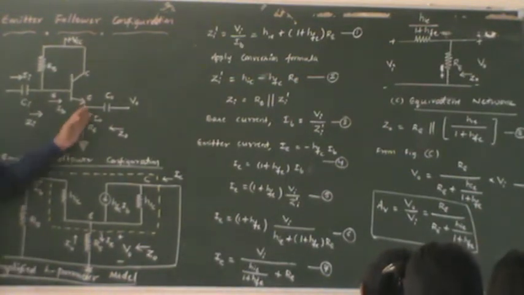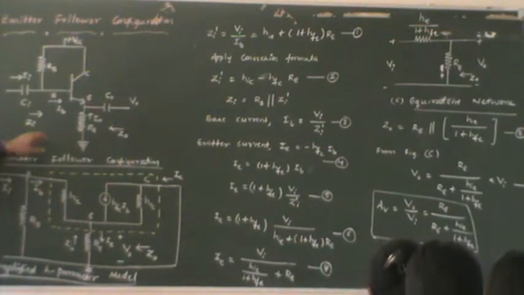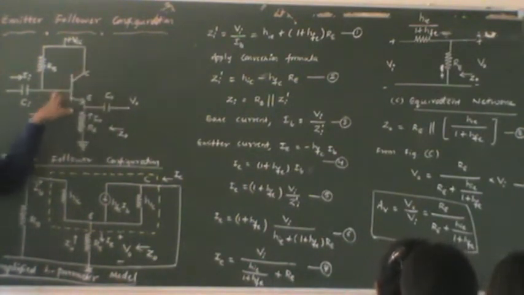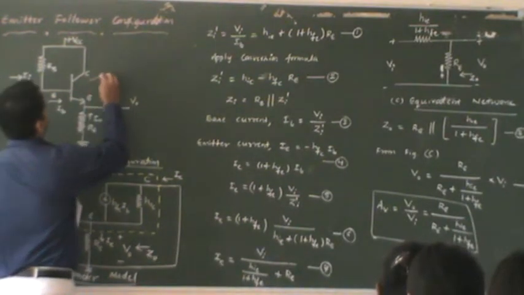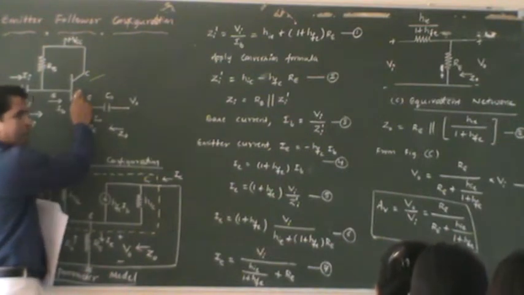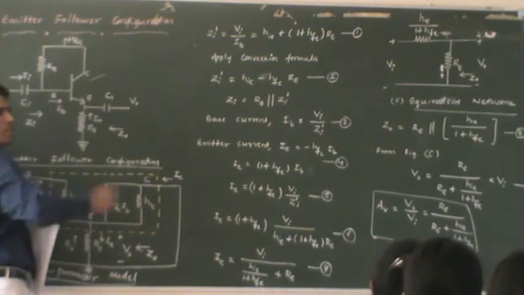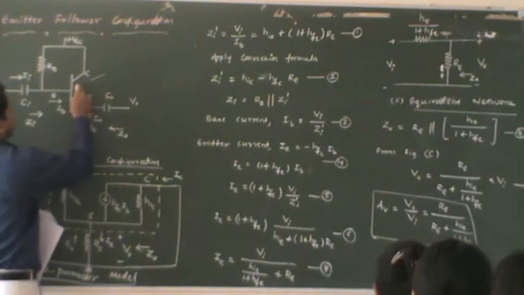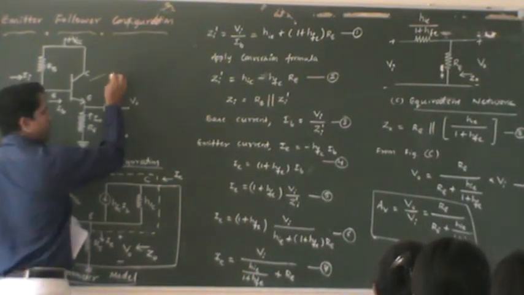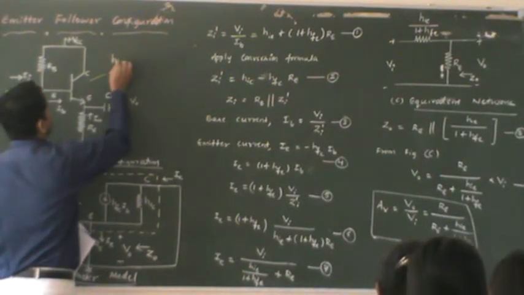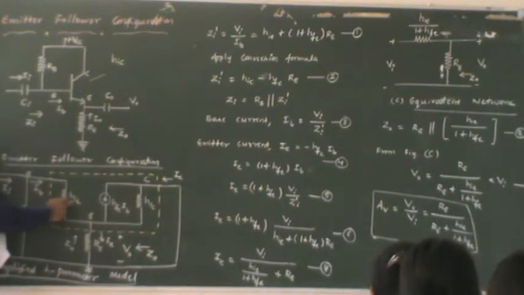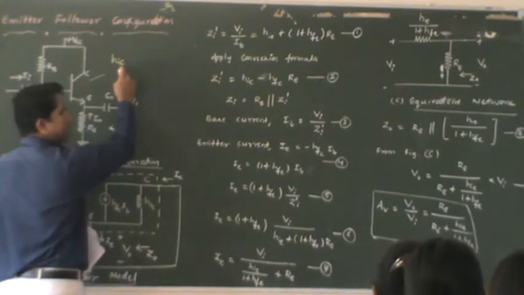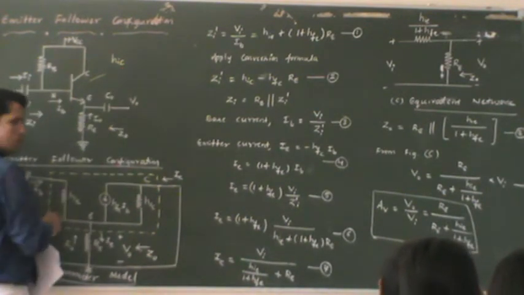Drawing the simplified H parameter equivalent of the circuit is very simple. First replace the transistor with hybrid parameters. Since the emitter follower is also known as the common collector, for the input section, instead of HIE, you must use HIC. Replace the BJT input with the input resistance HIC, and we don't have a voltage source here because it is a simplified model.